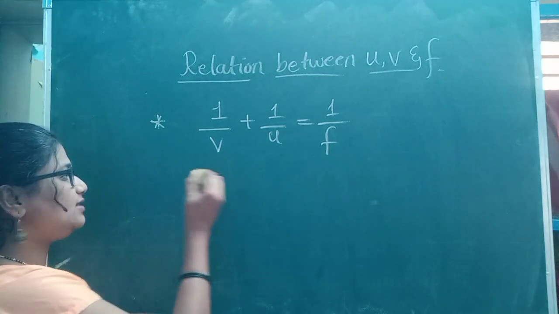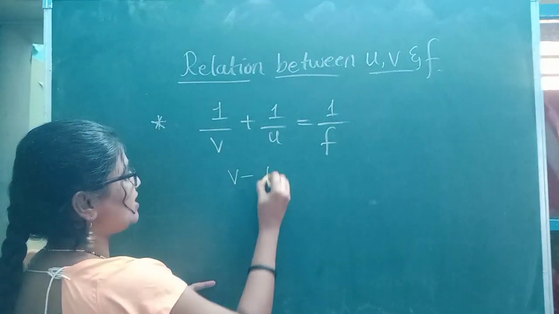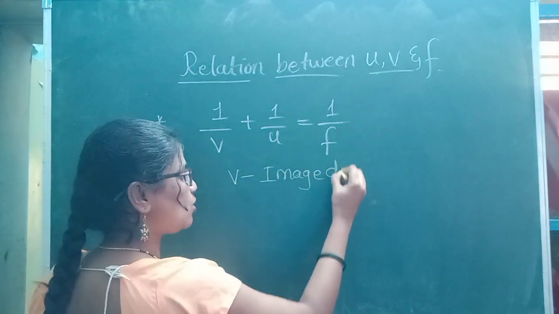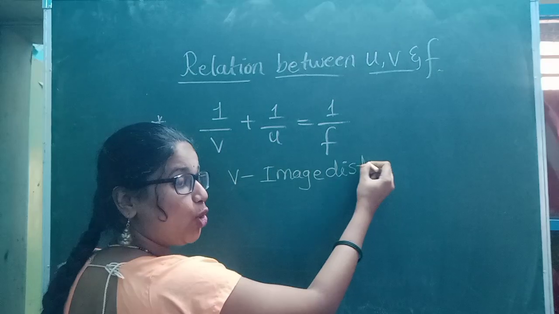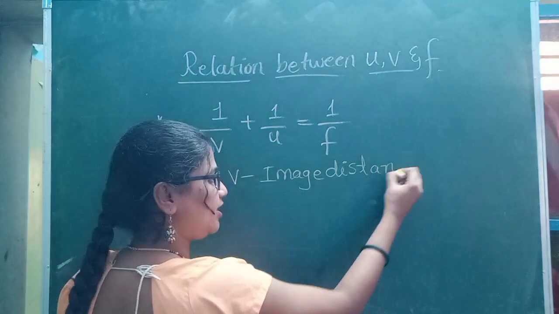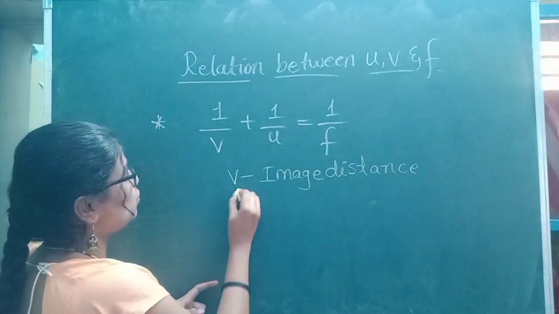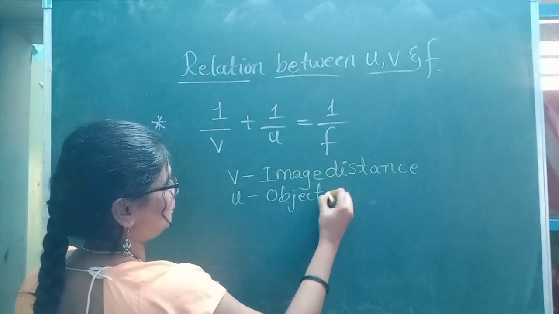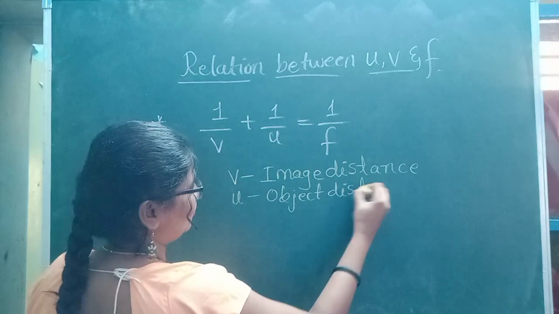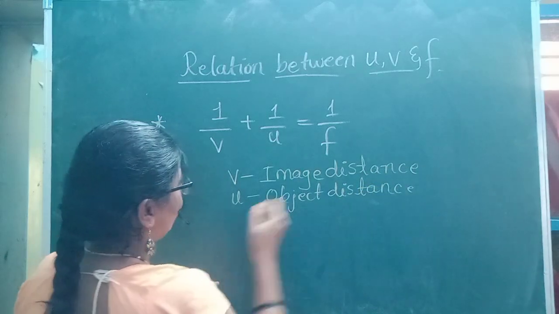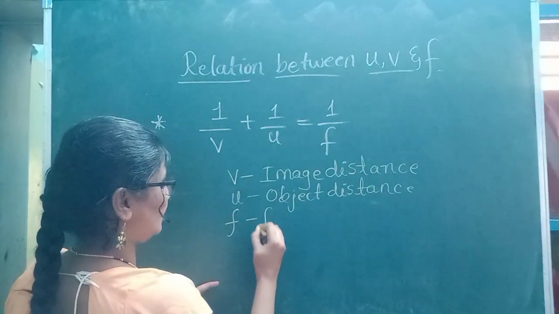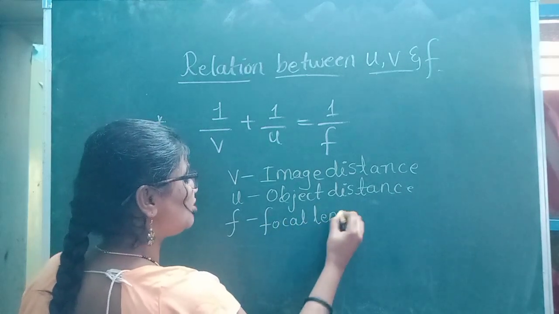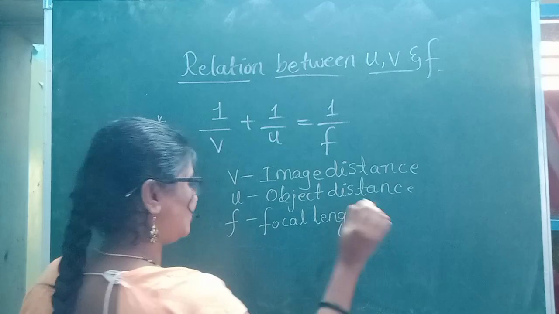V is nothing but the image distance. Image distance means the distance of an image from the pole of a spherical mirror. Then u represents the object distance. Then f is nothing but the focal length, that is the distance between the pole and the principal focus of a spherical mirror.